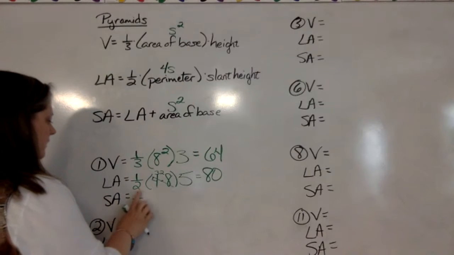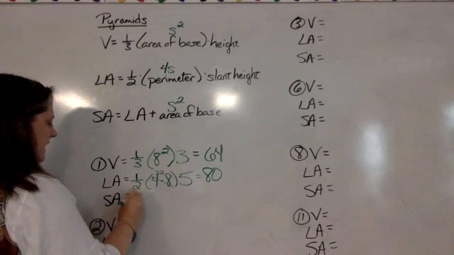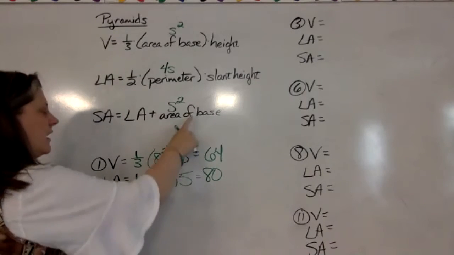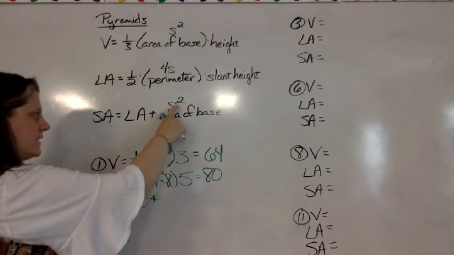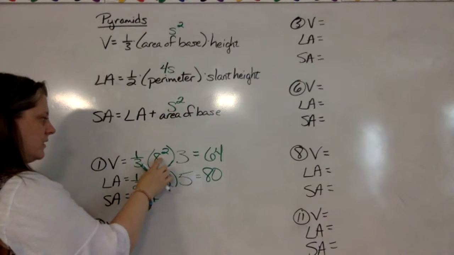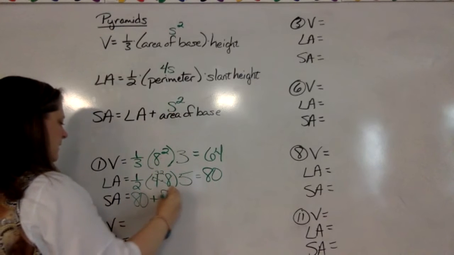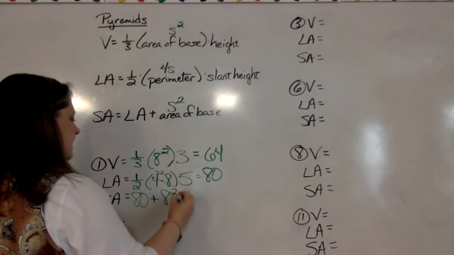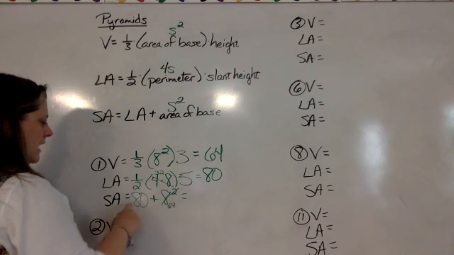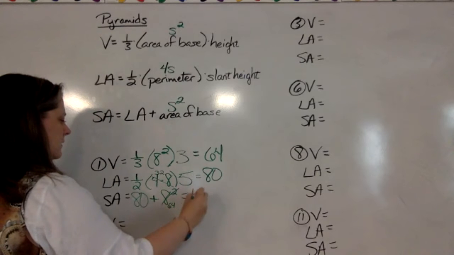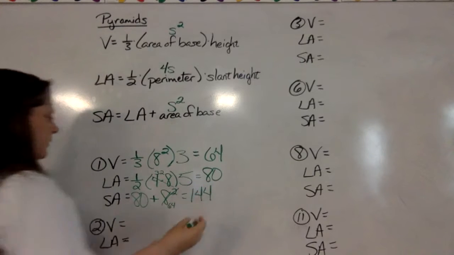Lateral area, I don't know why I start putting half again. Our lateral area we found was 80 plus the area of the base, which our base is the square, and it is the side squared, which we did up here. The side is 8. So I have 80 plus 8 squared. 8 squared is 64. 80 plus 64 is 144.